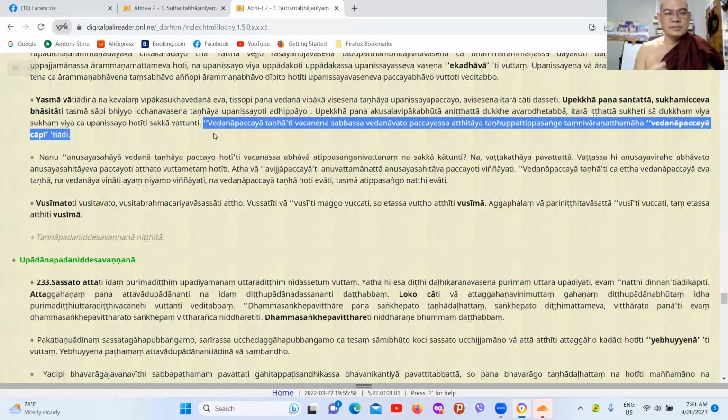The Buddha just said vedana paccaya tanha. So the vedana could be that of a puthujjana, of a sekha, or of an asekha. So any vedana, sabbassa vedanavato. The person who has vedana, whether he is a sekha, whether he is a puthujjana, or whether he is vitaraga, whether he is avitaraga.